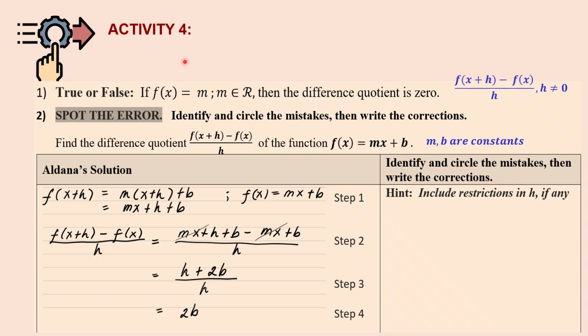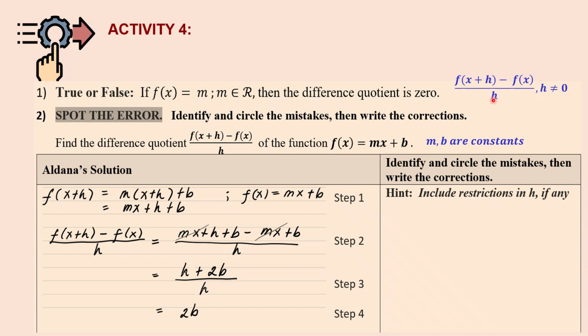The next activity is about difference quotient, and there are two questions. The first question is true or false. If f of x is equal to m and m is an element of real numbers, meaning m is a constant and the function is a constant function, then find out if the difference quotient given as this is 0. You can answer this as true or false.